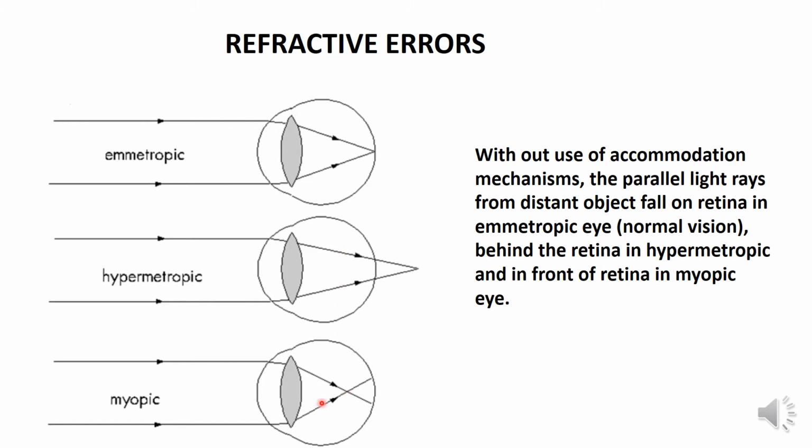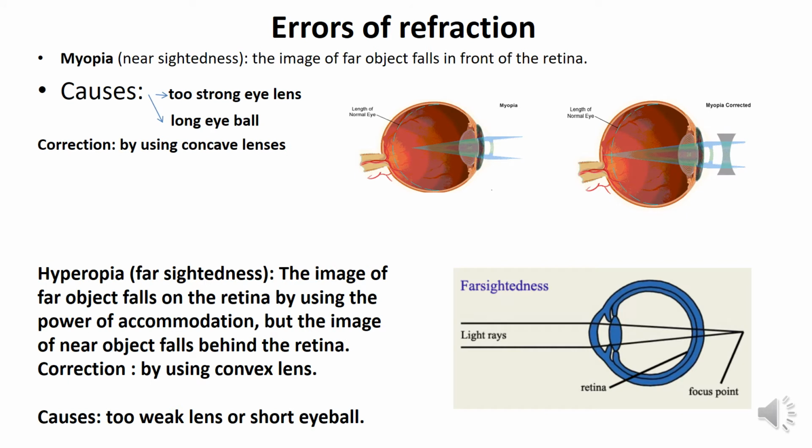To compare these errors, just see this normal eye. It's called emmetropic eye. You can see the light rays fall on the retina. This slide is about the causes and the correction of the refractive errors.